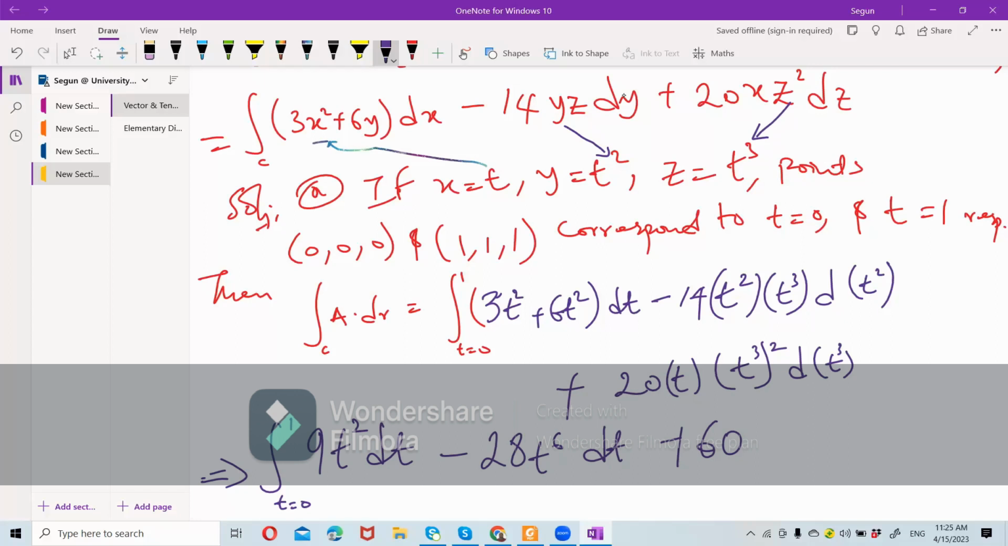Remember that in this case now, we had this one together. What do we have? What do we have in this case? 9t squared.